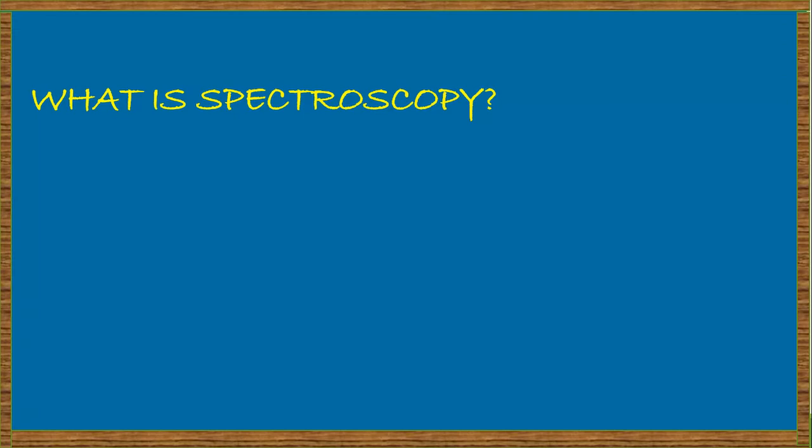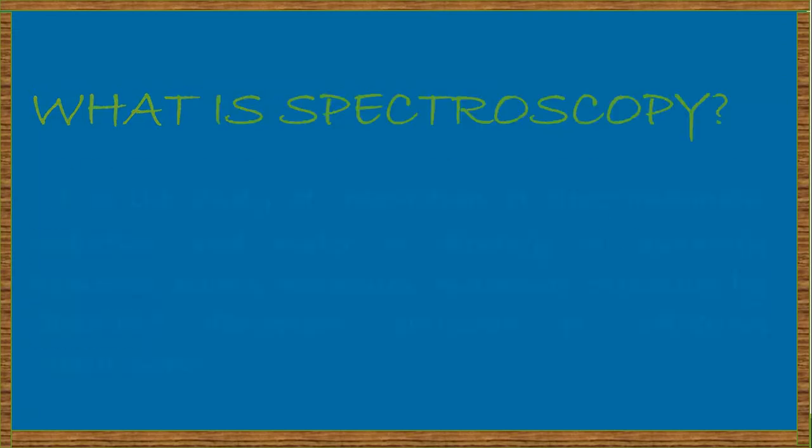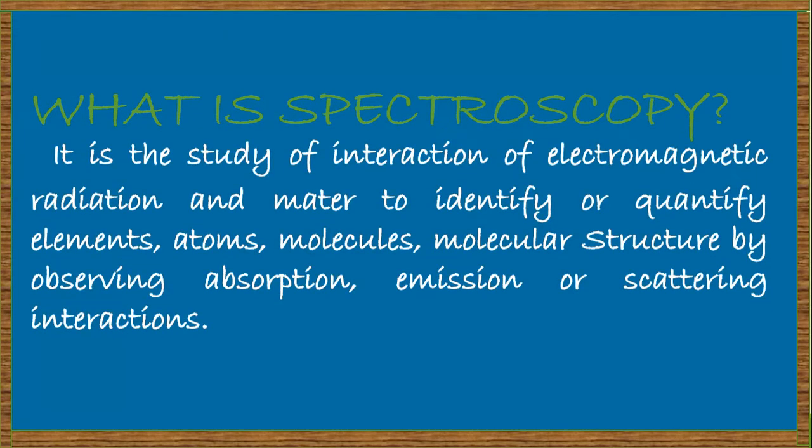The first, what is spectroscopy? It is a study of interaction of electromagnetic radiation and matter to identify or quantify elements, atoms, molecules, molecular structure by observing absorption, emission or scattering interactions.